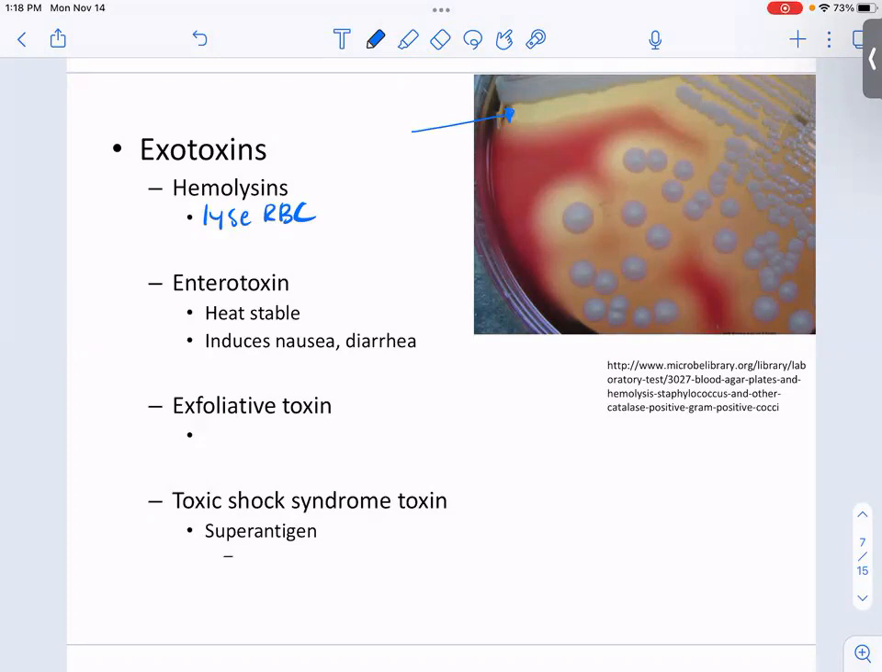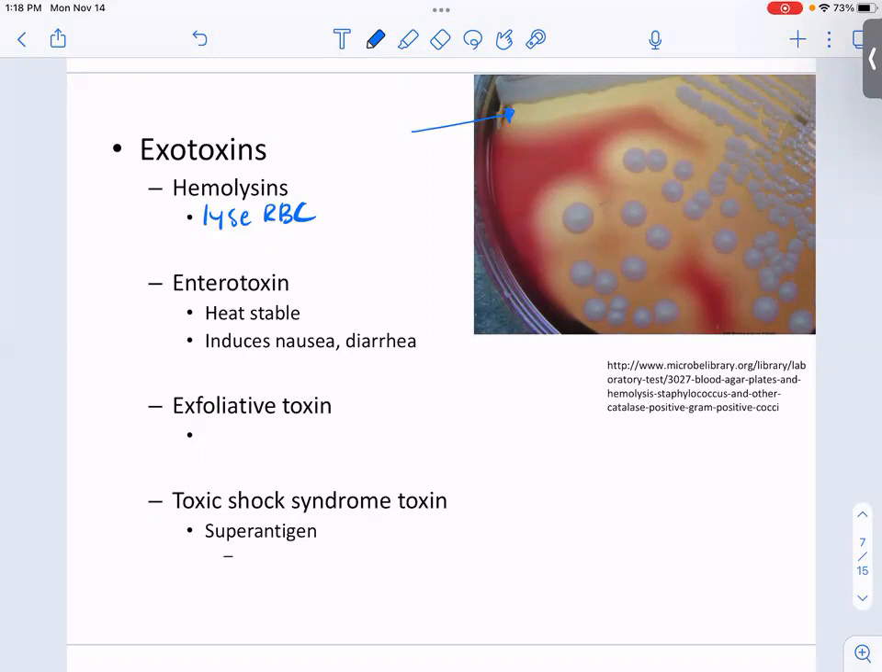You would think that this would be a really bad thing, to have an organism that's lysing our red blood cells. We think that it actually doesn't have a huge effect in the host. But when we inoculate the organism in vitro in a lab, in a test tube or a petri dish, then we see the effect really clearly. But probably less of an effect actually in vivo in our bodies.